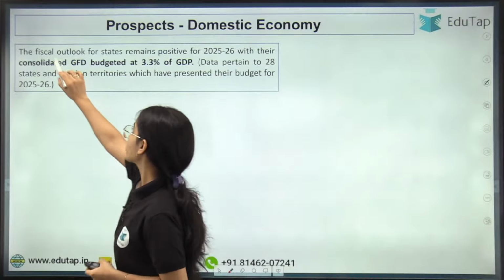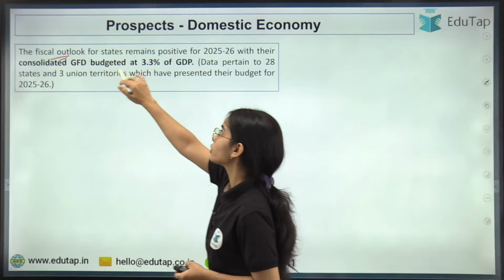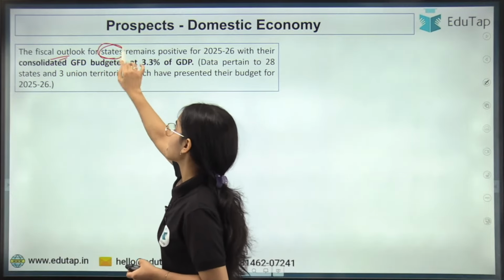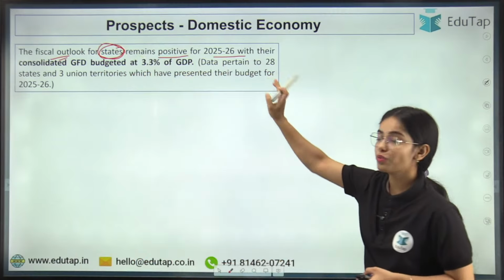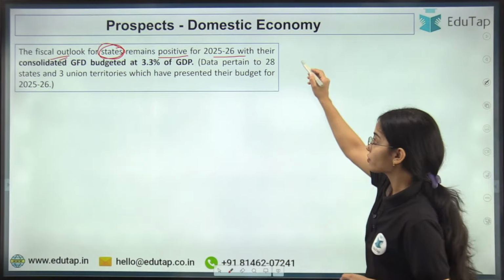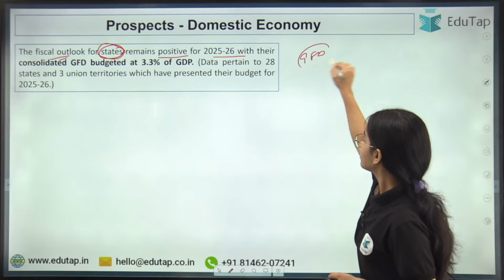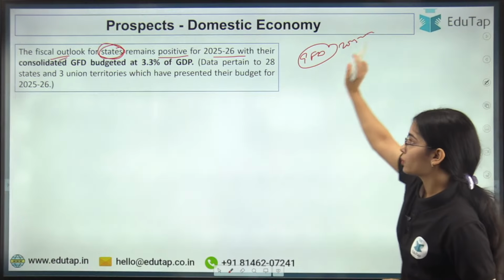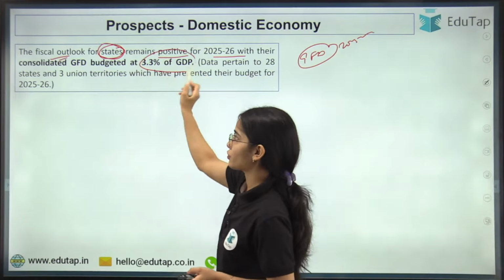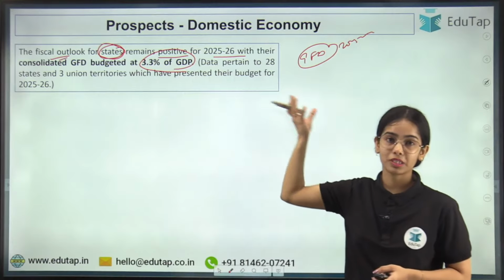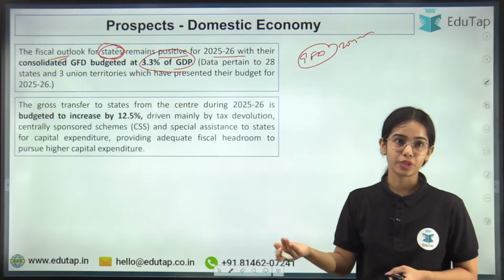Okay. Now the fiscal outlook, that is the government outlook for states, remains positive for 2025-26, and we are expecting that the gross fiscal deficit for 2025-26 will come at 3.3% of the GDP. This is as per the data points of 28 states and 3 union territories.